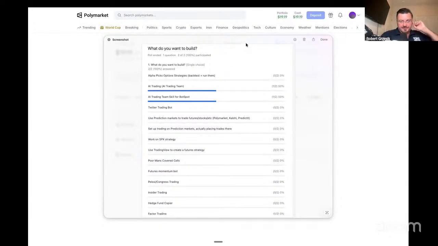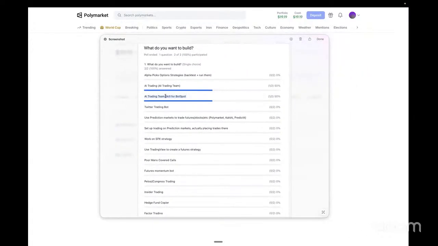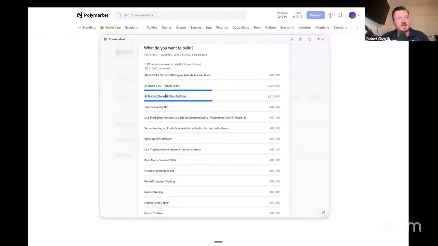Cool, awesome. Is there anything specific that you guys want to be looking into here? Andrew, I'm assuming you're the one who voted for the AI trading team skill, right? Yep, that was me. Okay. I think it's pretty self-explanatory. We want to be able to build these AI trading strategies directly in BotSpot, which is not currently fine-tuned to do that. So we can get that working now.